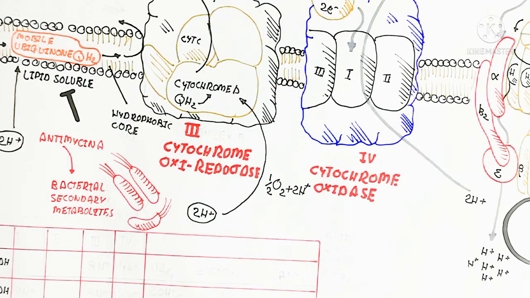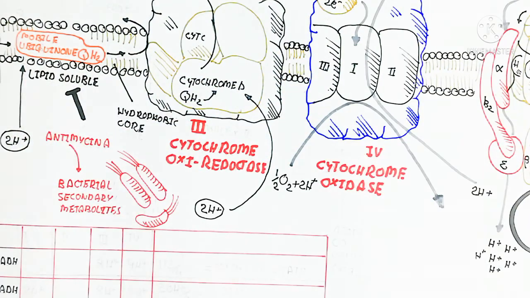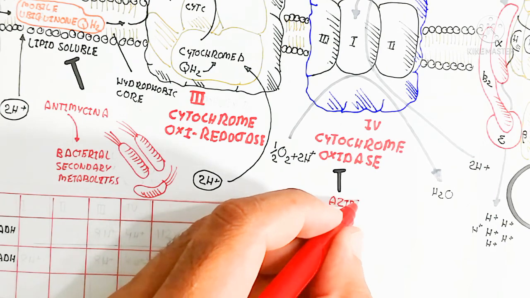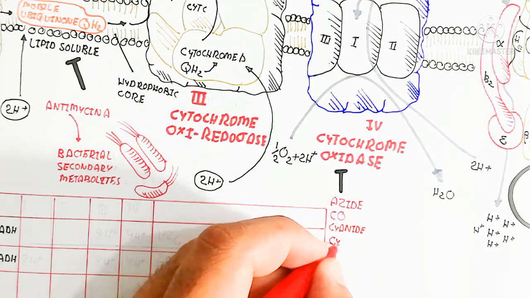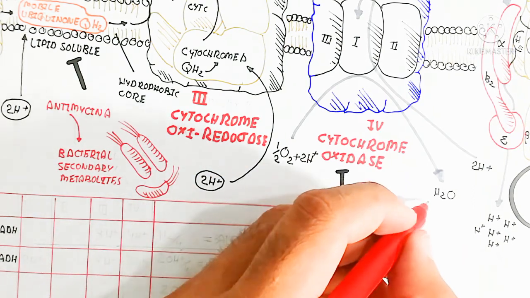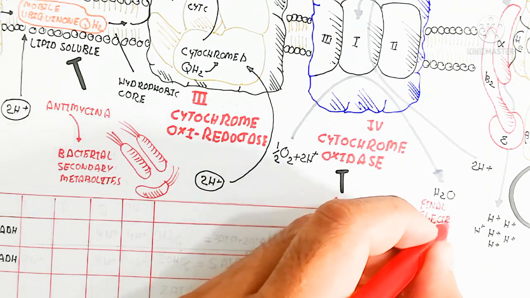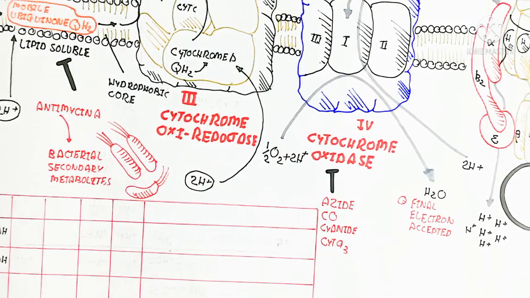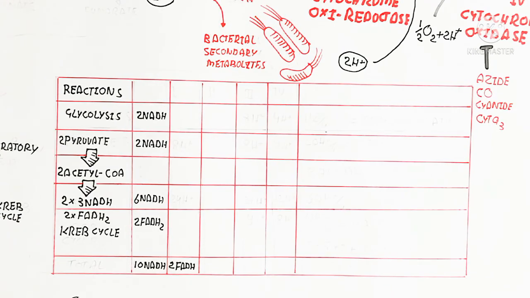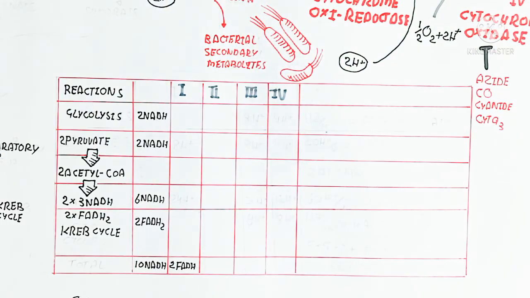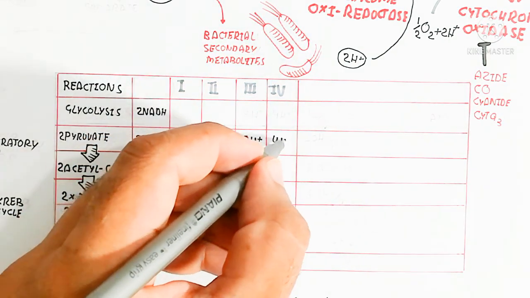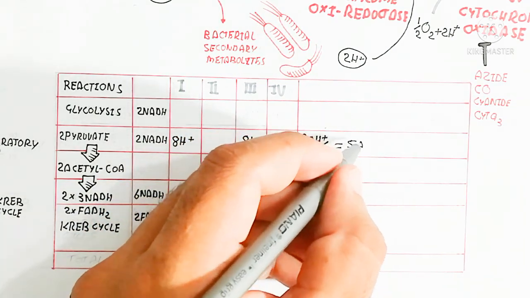So after all this, where is the electron? Basically half a molecule of oxygen and 2 protons will be reduced in the form of H2O, and that means the electron is reduced in the 4th complex. So this 4th complex's final electron acceptor is water. So water is the final electron acceptor. After the water production, there is no need for any more chemical reaction. So azide, carbon monoxide, and cyanide, and cytochrome A3 are cytochrome oxidase inhibitors.